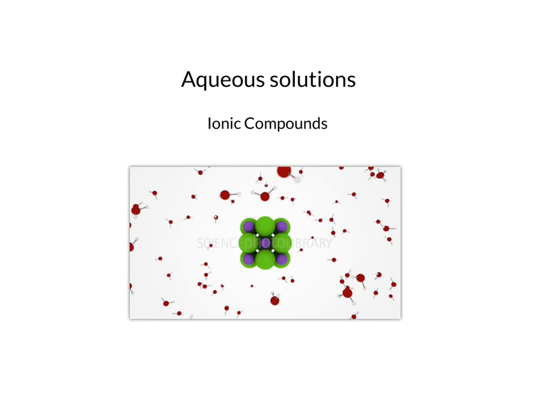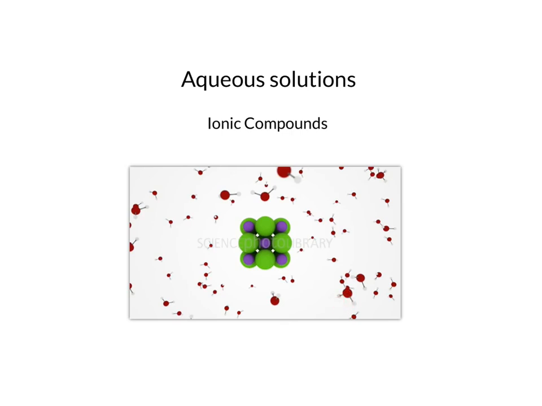The first thing to remember is that an ionic compound exists as a lattice of alternating negative and positive ions. So the negative ions are green here, the positive ions are purple. And when I put that crystal, that solid ionic compound into water, and the water molecules are depicted as red and white molecules here, with red being oxygen and white being hydrogen.